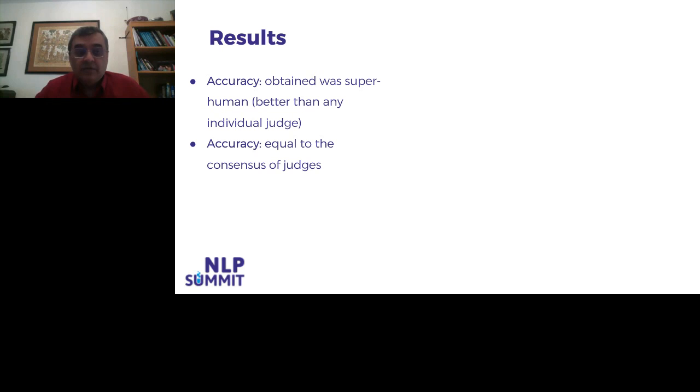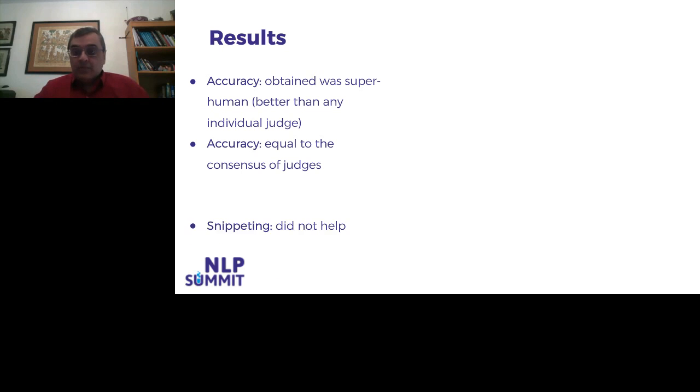So now let me talk about the results that we got for this second case study. We were amazed that, after a lot of hard work and a couple of months of hyperparameter tuning and search, we were able to achieve superhuman accuracy. That means accuracy better than any of the individual judges by themselves. The accuracy we got was equal to that of the consensus of the judges. So if the judges are taken collectively, they are more accurate than any one of them individually, and we were able to match that consensus level accuracy. So that was amazing.